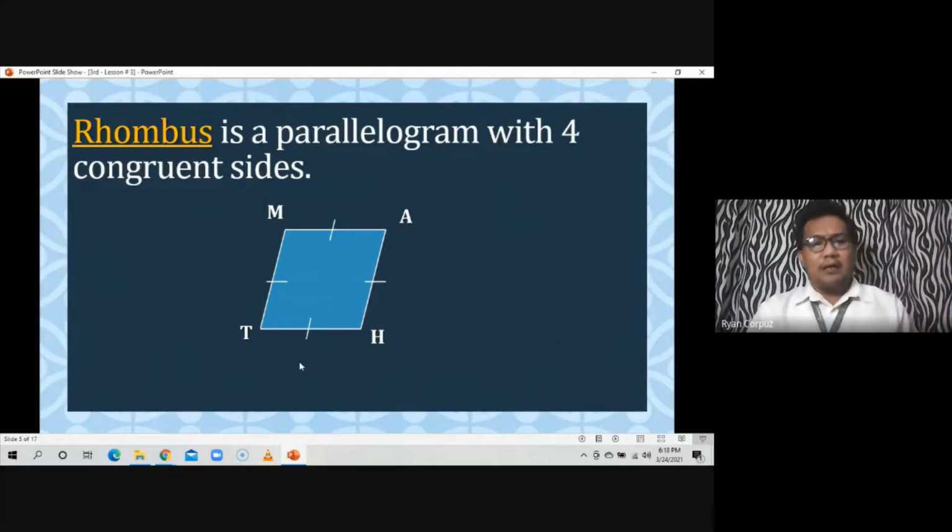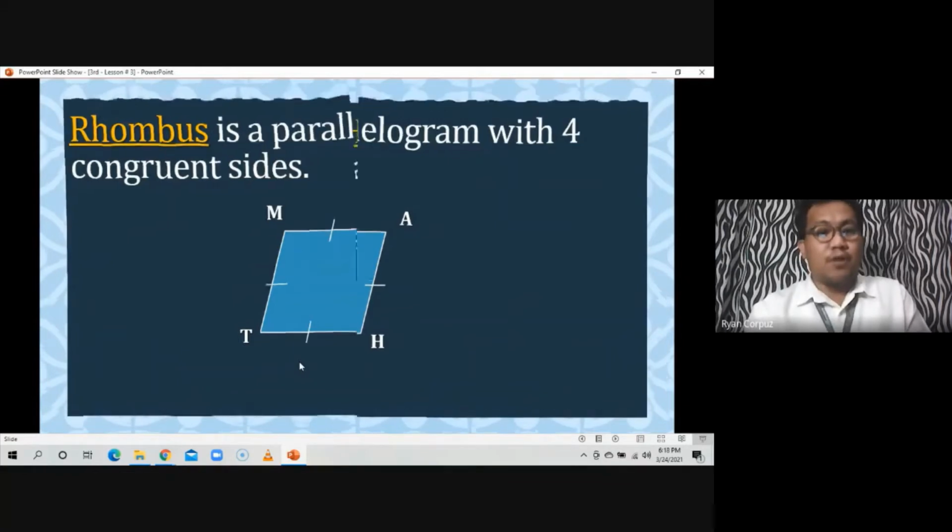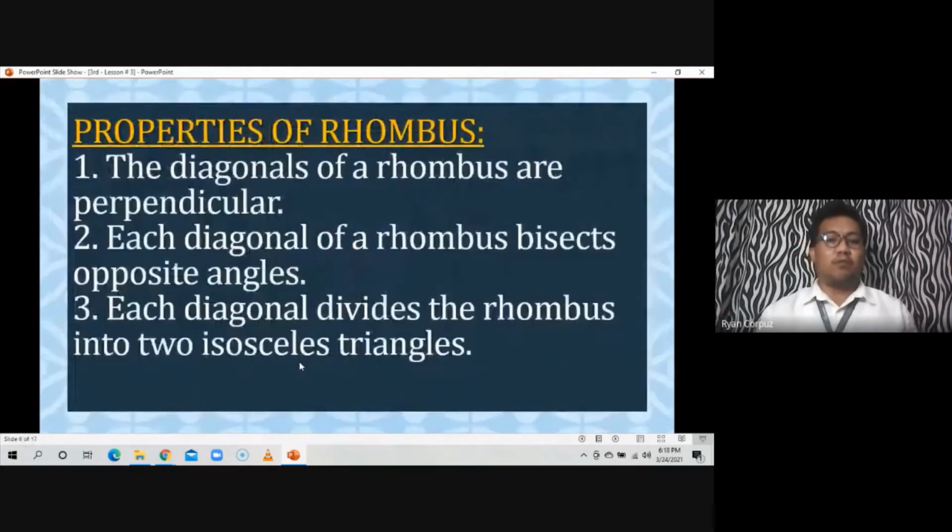So what are the properties that will help us to answer problems which involve the figure rhombus? So these properties will help us when a rhombus is given. So number 1, sabi dito, the diagonals of a rhombus are perpendicular. When you draw the diagonals of a rhombus, it forms 90-degree angles. So makaka-form yung diagonals of a rhombus ng 90-degree angle.